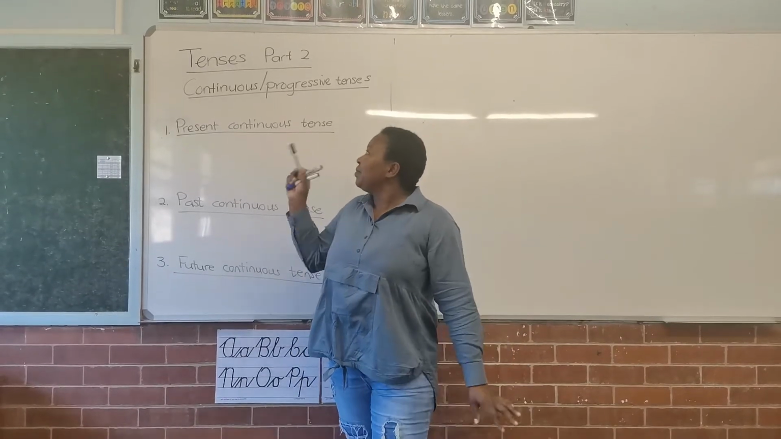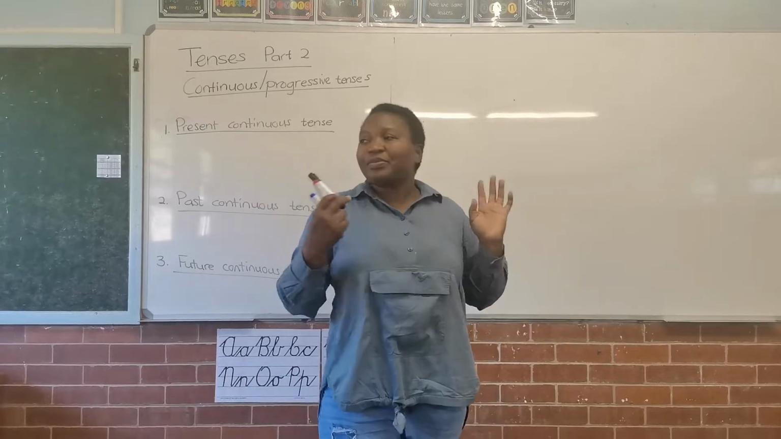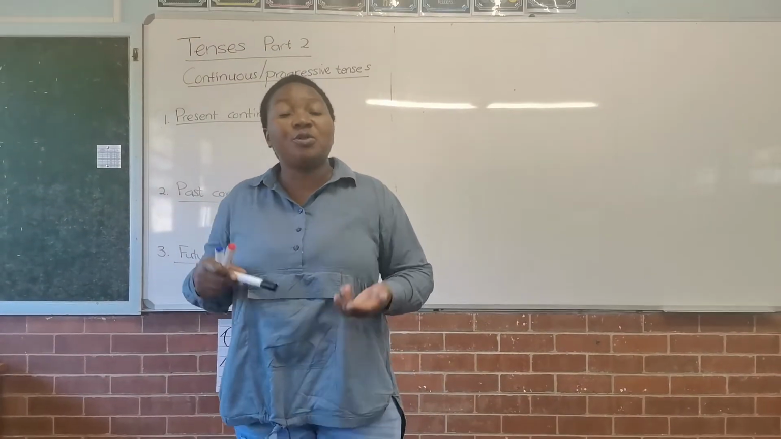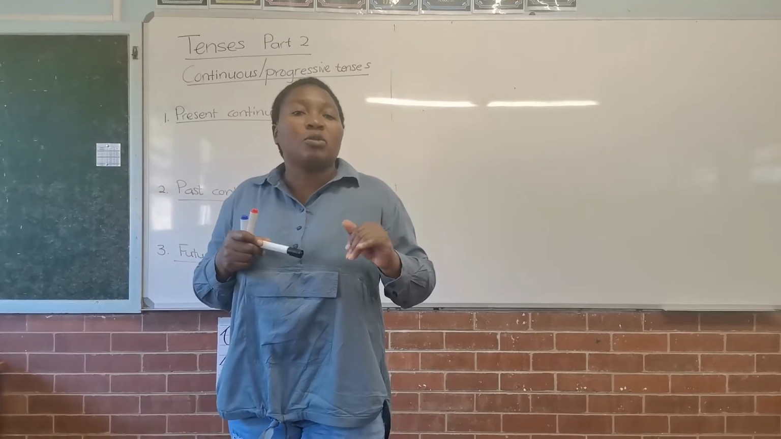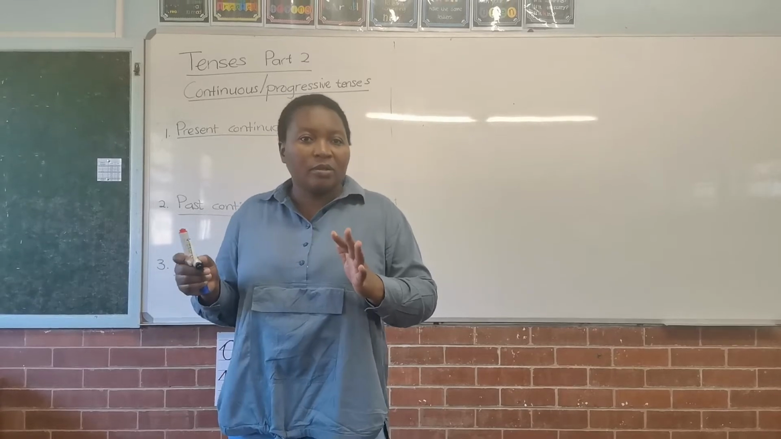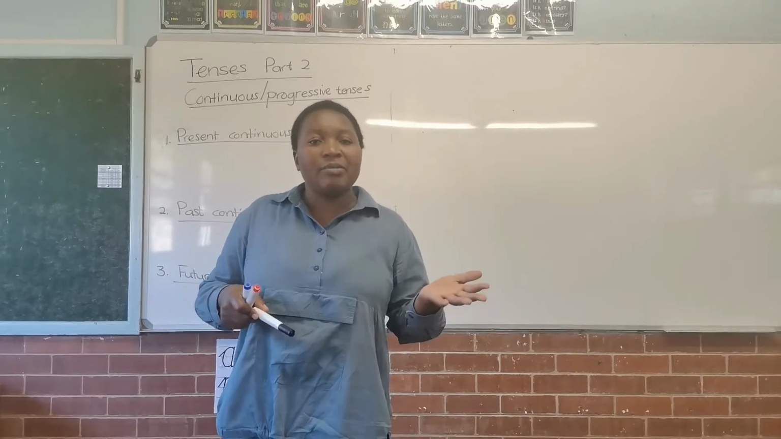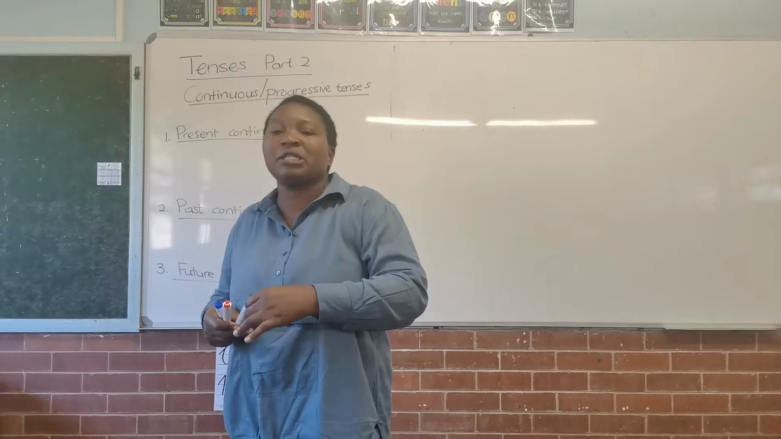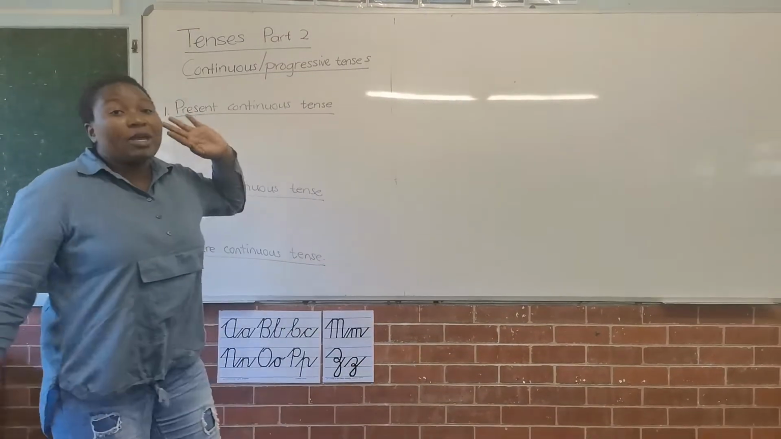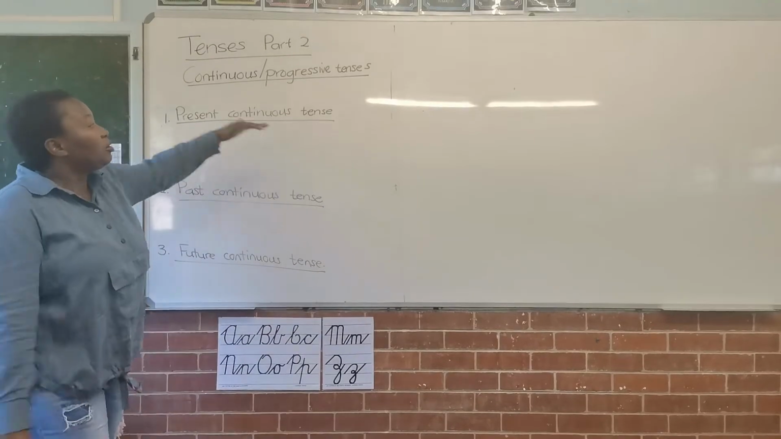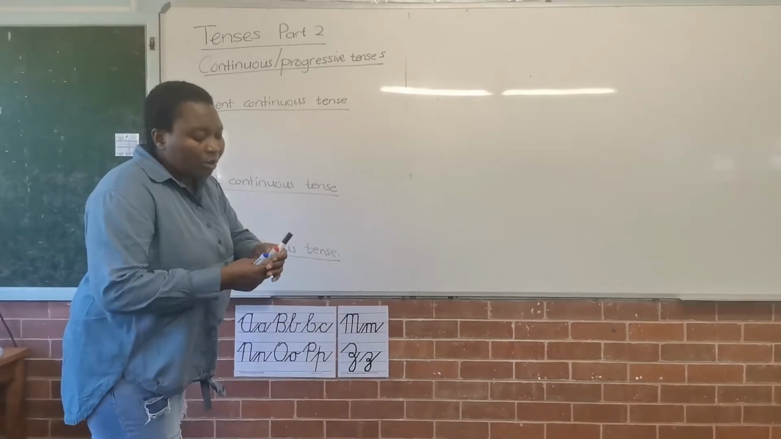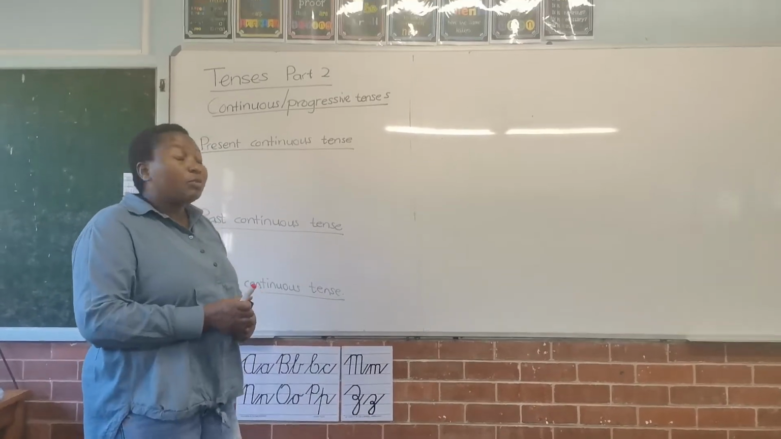Okay. So now we are moving on to our topic, which is on tenses, and today we are going to look at continuous tenses. These ones are also called progressive tenses, so don't be confused with those two. Sometimes we say continuous tense, sometimes we say progressive tense. It's one and the same thing. Okay, so today we are going to focus on those three, which is present continuous tense, past continuous tense, and future continuous tense. We are going to use a sentence which is in simple present tense.